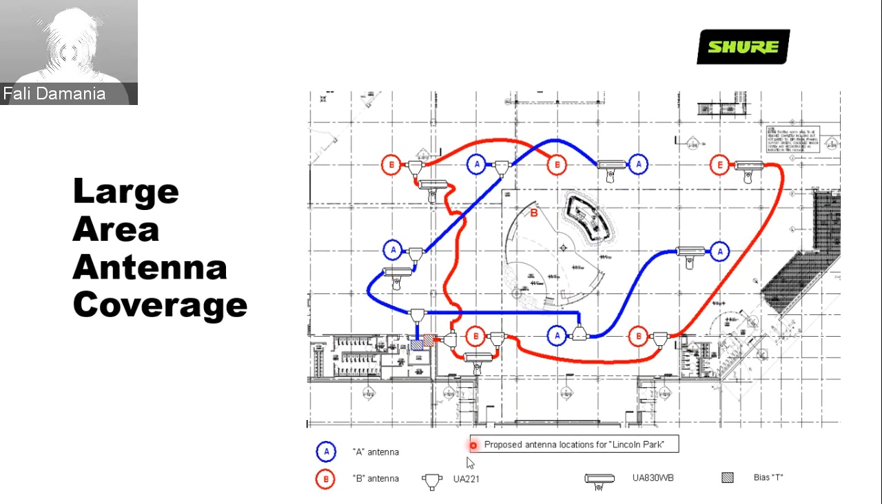And you mark your various components. So your UA221s, your inline amplifiers, your bias Ts, everything has to be marked on a diagram like this. You can only calculate that actual length once you plot it like this. Now you know this exact length here, this exact length, this exact length, and so on.